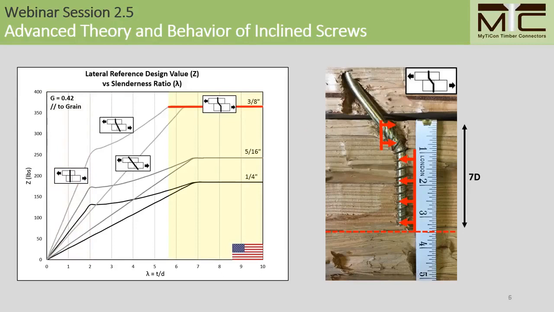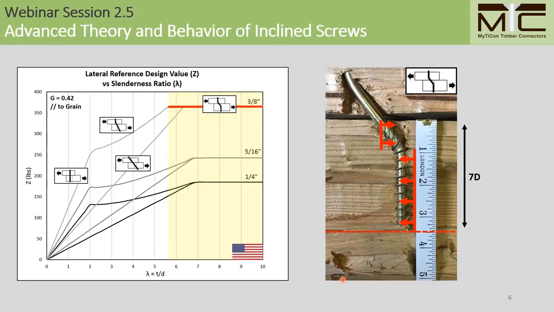For the lateral connection design for self-tapping screws calculated according to NDS, once we hit a penetration depth corresponding to a slenderness ratio of approximately 7, our theoretical connection strength is maxed out. The reason why it maxes out can be explained by referencing the photo on the right.